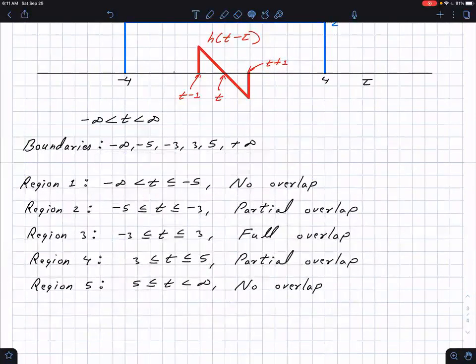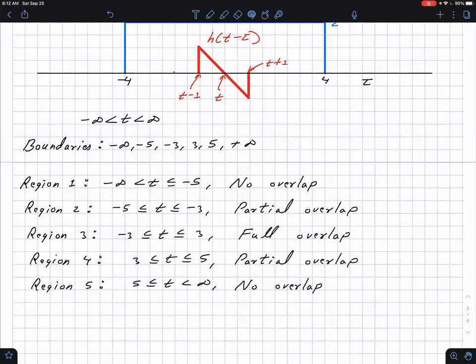Okay. The first region is from -infinity to -5. This is the region where we saw no overlap. Then from -5 to -3. So in this region, we saw partial overlap between the two functions. Then from -3 to +3, this is when full overlap happens. Region 4 is from when shift is between 3 and 5, and we saw that there is partial overlap between the two functions. And finally, from 5 to infinity, there is no overlap again.